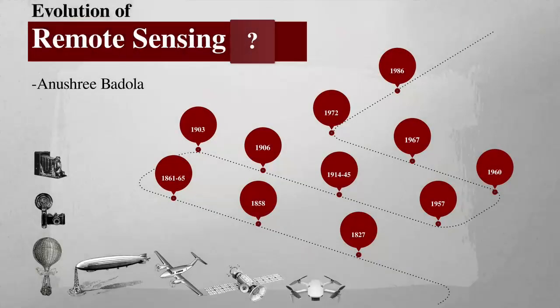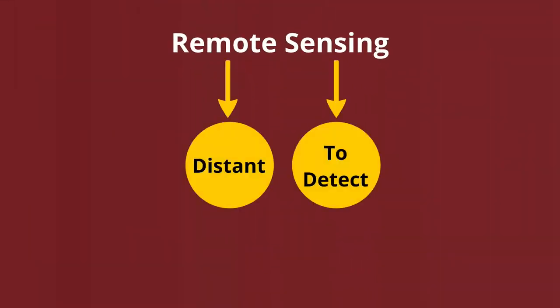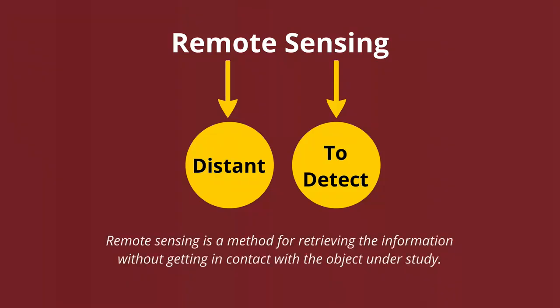Hello everyone. Today we will learn about the evolution of remote sensing. But first, we need to understand what remote sensing means. If we dig deep into these terms, we know that remote means distant and sensing means to detect. And that is what actually remote sensing is. It is the science of getting information about a remote target without physically coming in contact with it.